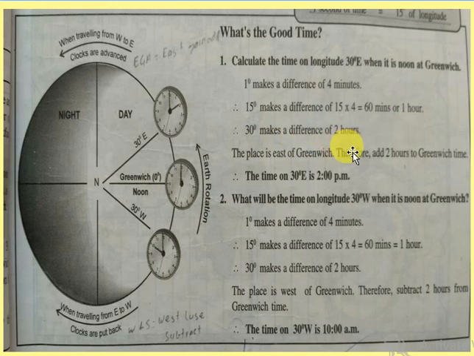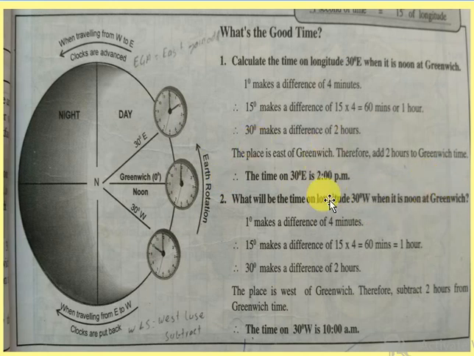How has it come to 2 hours? If you follow this process, 1 degree makes 4 minutes, 15 degrees makes 60 minutes, and 30 degrees makes a difference of 2 hours. So you are adding 2 hours to Greenwich Mean Time. The time at 30 degrees east is 2 p.m. Here you can see 30 degrees east, and on this line it was 12 o'clock. You add 2 hours, so it becomes 2 p.m.